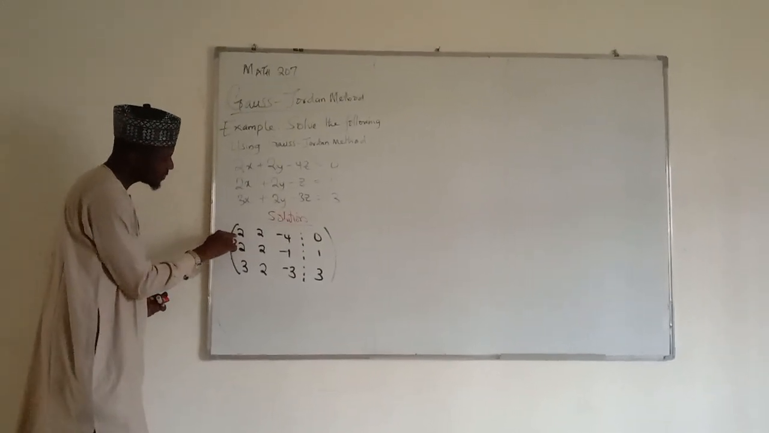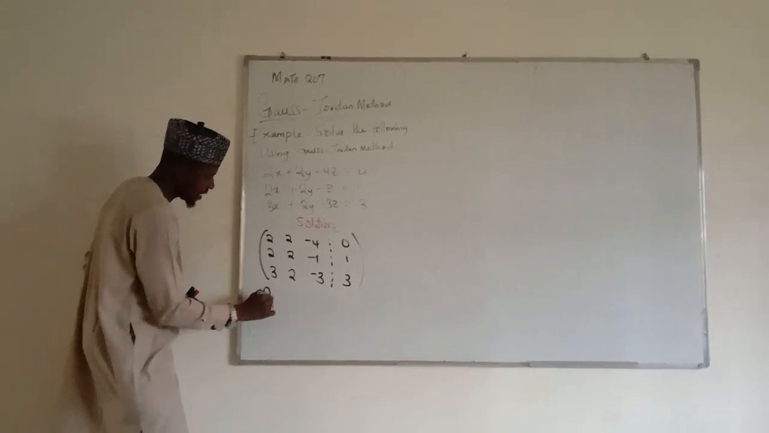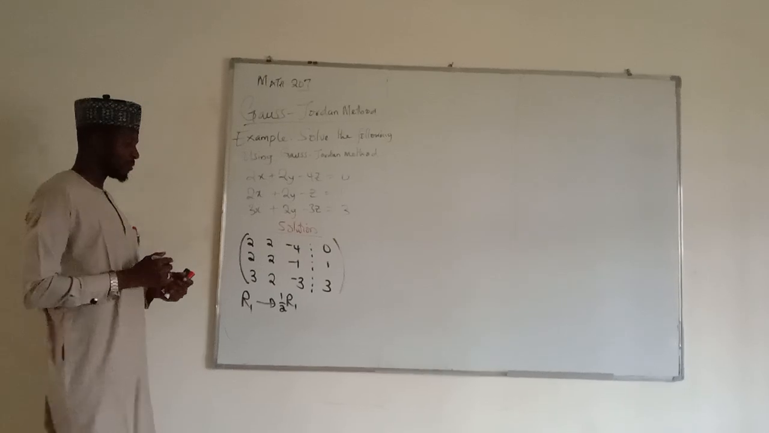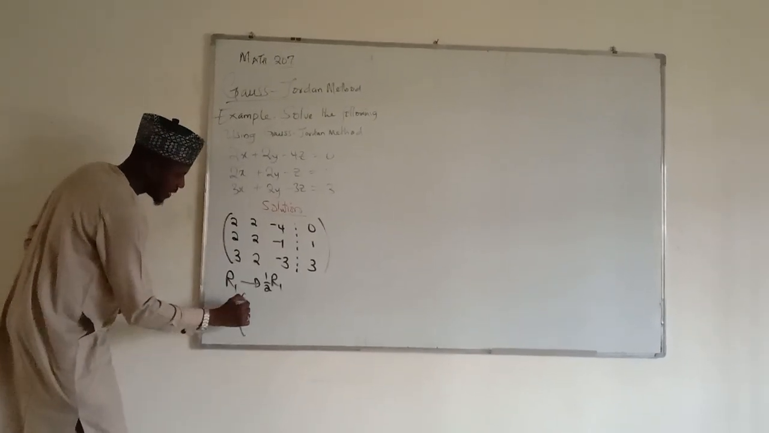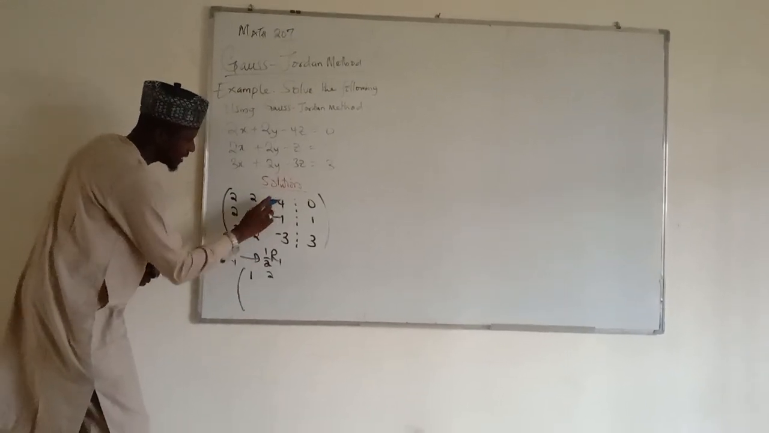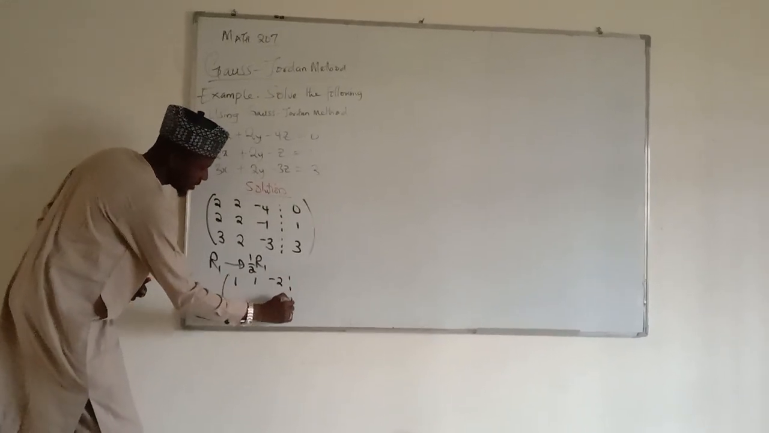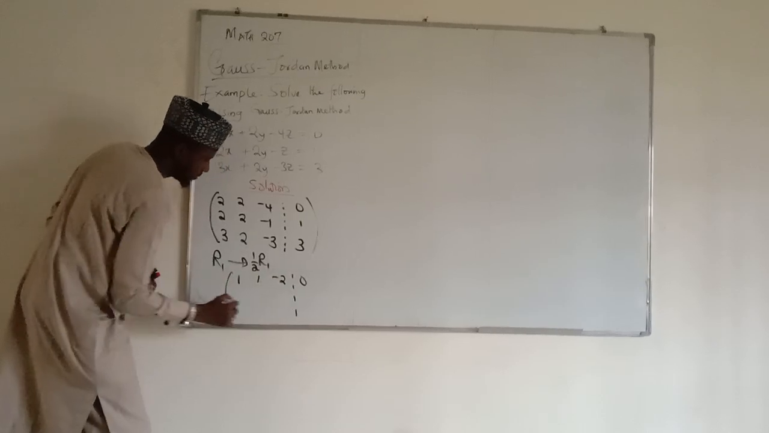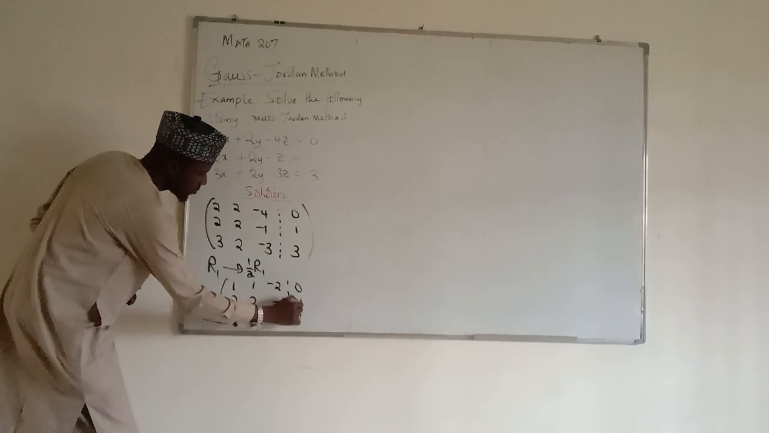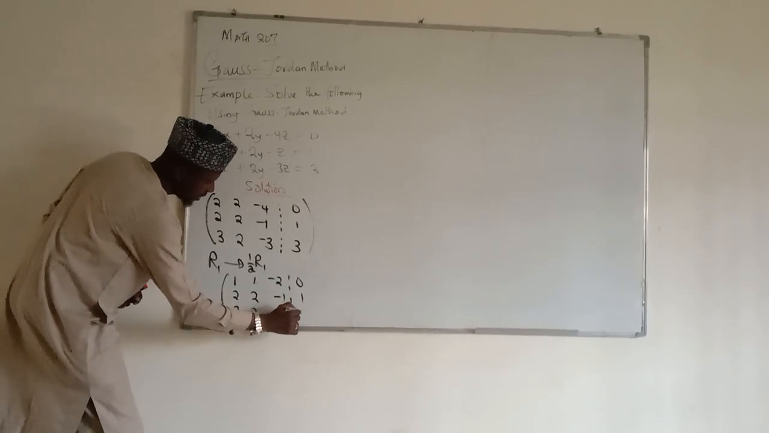So we have written this in matrix form. Remember, the first thing is to make this first element equal to 1. So we're going to say R1 is going to be half R1. If we divide this 2 by 2, we are going to have 1. 2 divided by 2 is 1, 2 divided by 2 is 1. This is minus 2. Then 0 divided by 2 is 0.